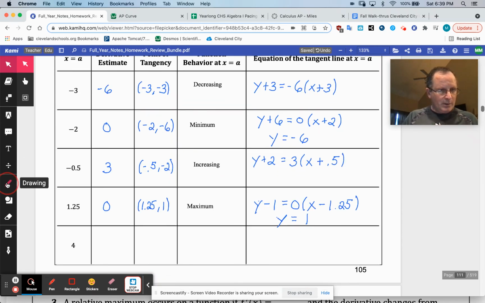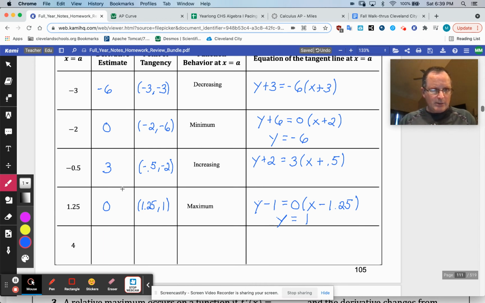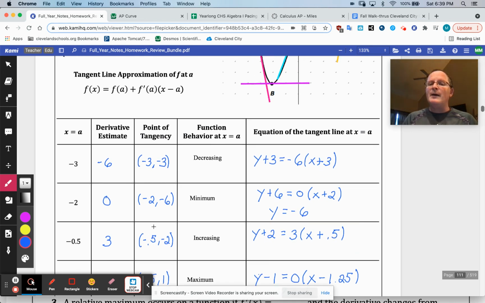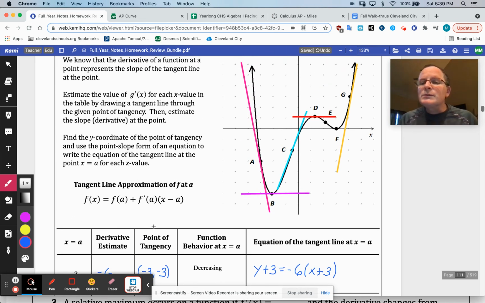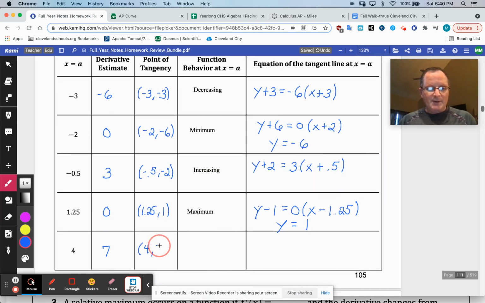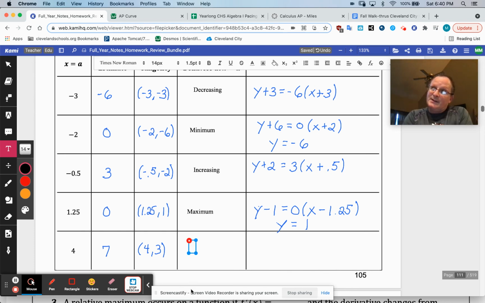All right. So, my derivative estimate is 7. At this point, 4, comma, gotta go back up and look at the graph. That's a 3 in it. 4, 3. Okay, so 4, 3. And once again, it's increasing. It's going uphill. And that makes total sense because that's what our derivative is at that moment. That's the slope of the tangent line. That's the behavior of the curve. All those things are saying the same thing. Oops, increasing.